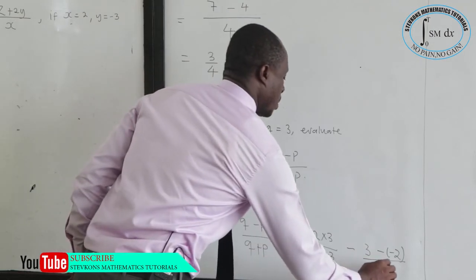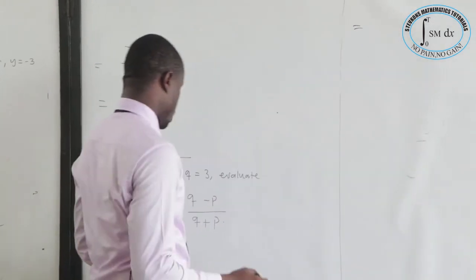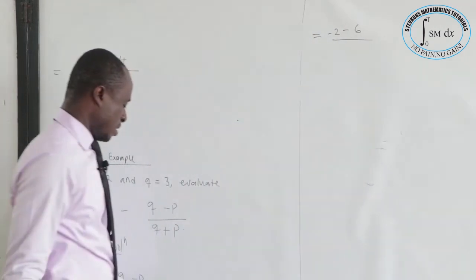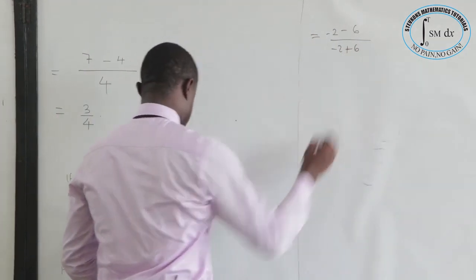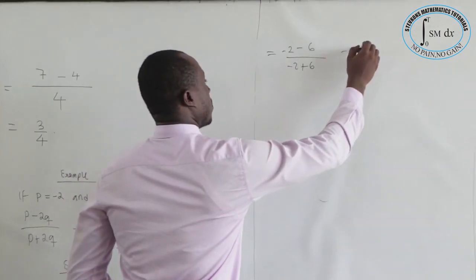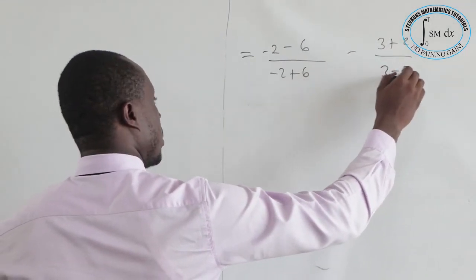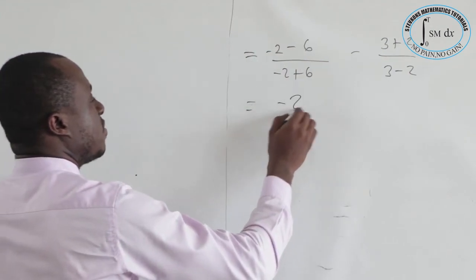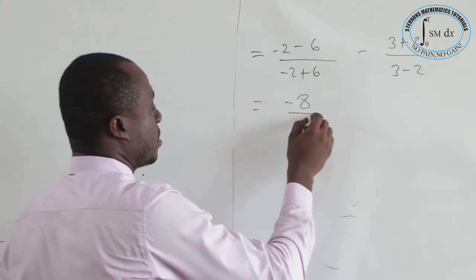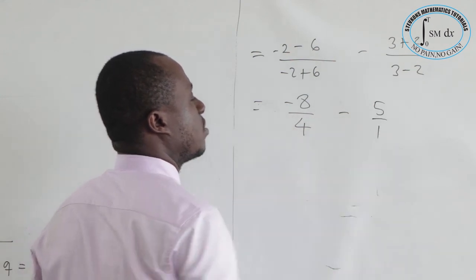That is 3 plus negative 2. Now simplifying, this will be negative 2 minus 2 times 3 is 6, all over negative 2 plus 6, minus, here becomes 3 plus 2, all over 3 minus 2. Now this will give us negative 8. That's negative 2 minus 6, that's negative 8. Negative 2 plus 6, and this will give us 4. Minus, this will give us 5 all over 1.